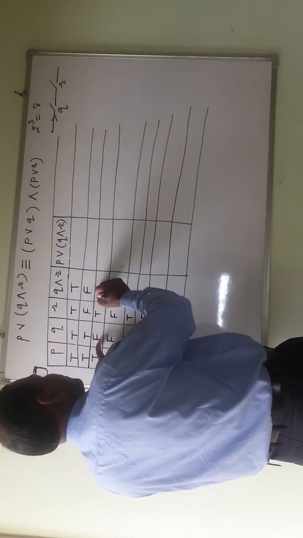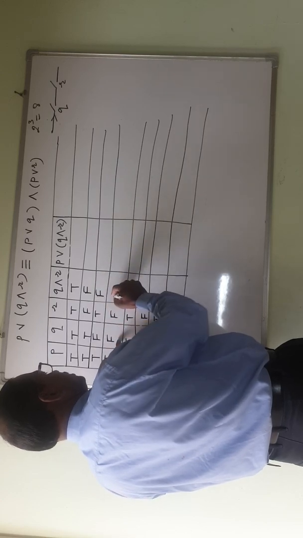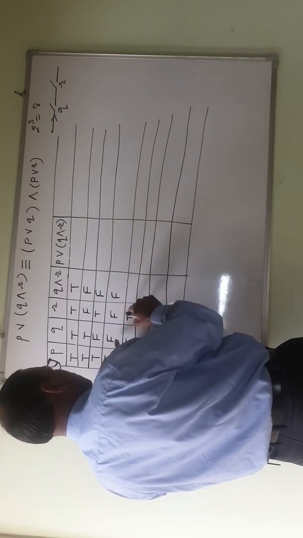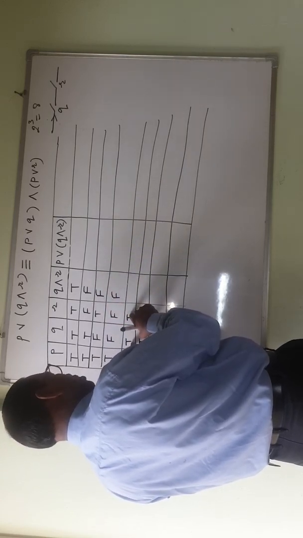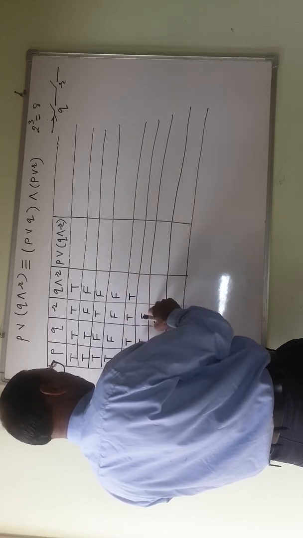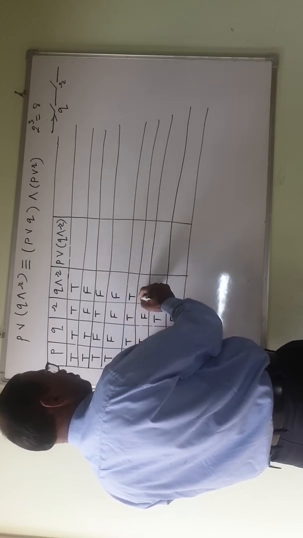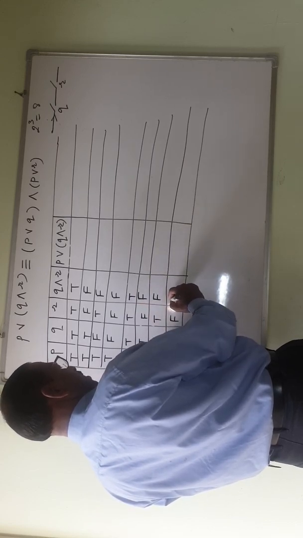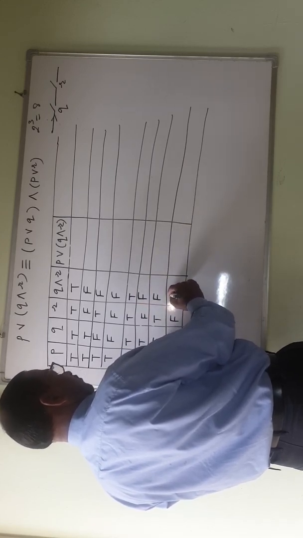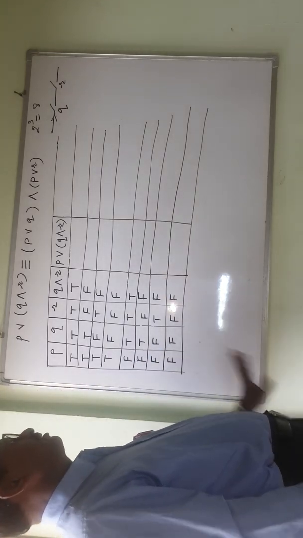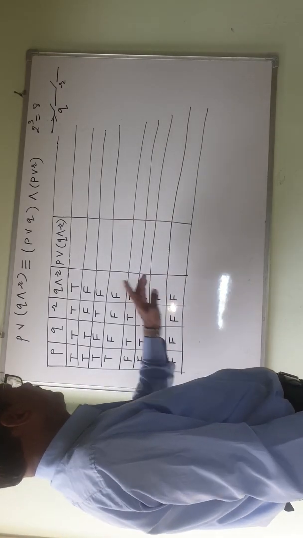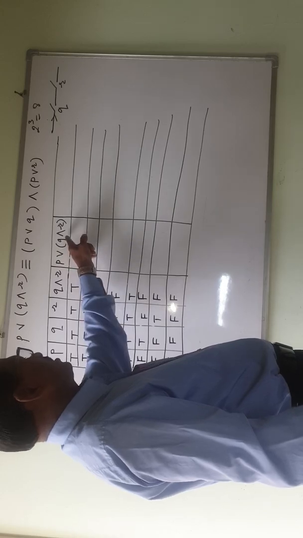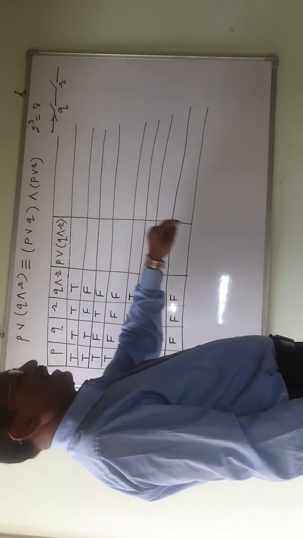For this also it will be false. For this, false. Now the both are on, so this is true. False. False. And false. Now this column is over. Now P or Q and R.